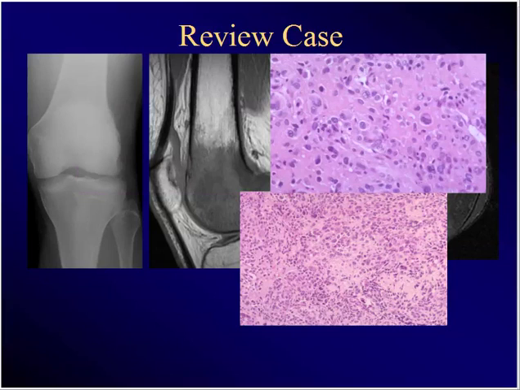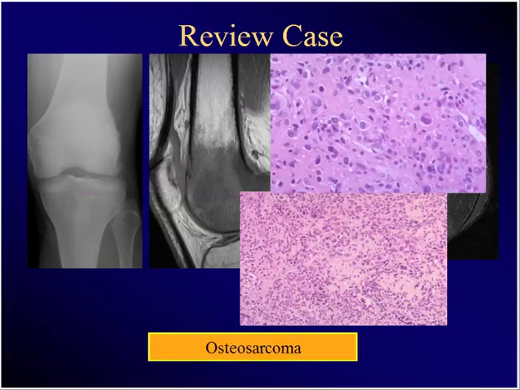All right? Now look at this. Something's going on here. Doesn't look right. Clearly diffuse involvement. Bright on T2. What's this? Soft tissue mass. Okay? So there's this. What's this?